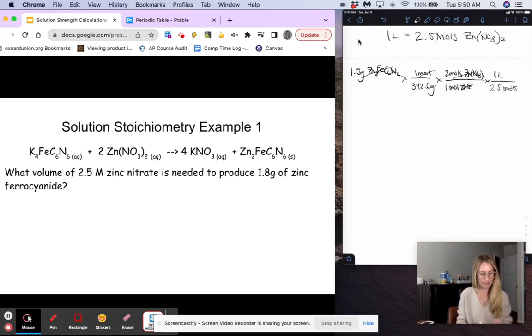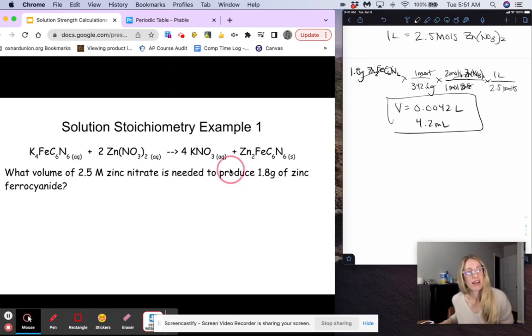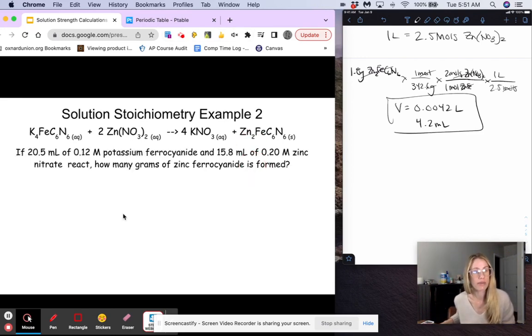So now doing the math, we just get 1.8 times 2 on the top, and then I'm going to divide that by, open parentheses, 342.6 times 2.5, close parentheses, and I get my volume is equal to 0.0042 liters. Now, of course, this is a really small number, so you can convert that to milliliters if you would like to, which is 4.2 milliliters. Okay, so that is our answer. All right, let's do another one.